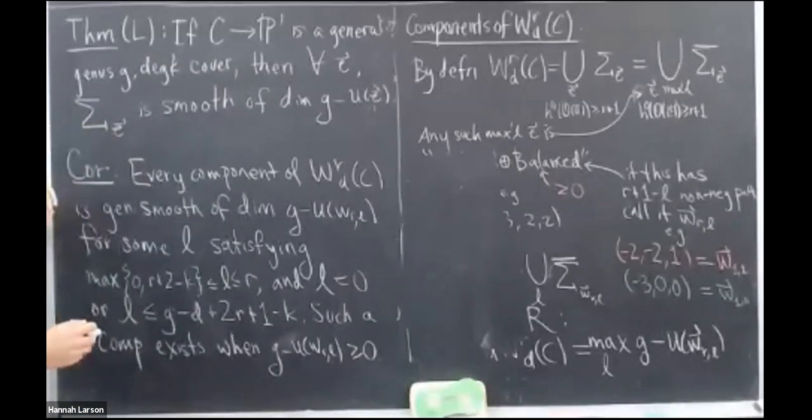Yeah. In fact, in the trigonal case, I can count when it should have dimension zero. I can count how many points are in it. And it's given by some binomial coefficient.